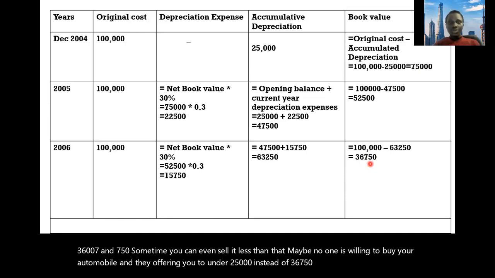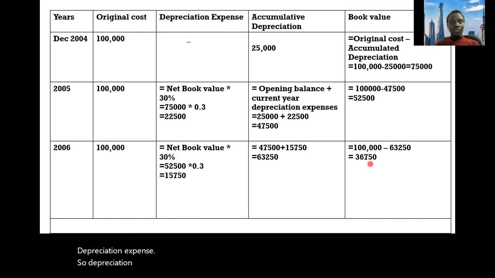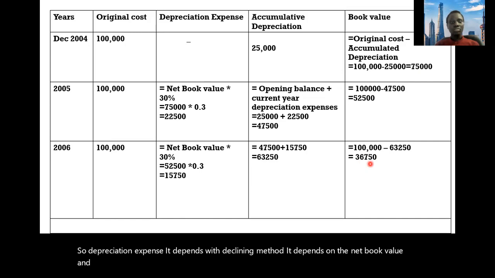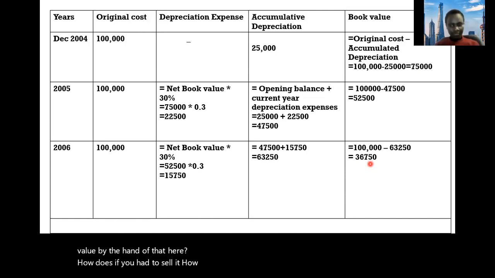So that is how you calculate depreciation expense. With the declining method, depreciation expense depends on the net book value and the rate of depreciation that the asset is depreciating at. And then how to calculate the net book value: the net book value is that final value at the end of each year. What is your asset valued at by the end of that year? If you had to sell it, how much would you receive?